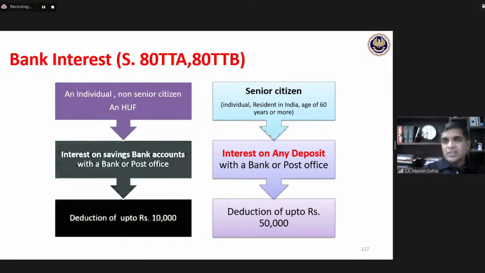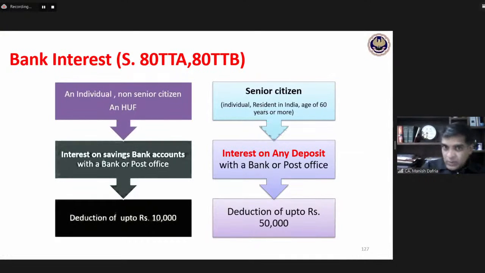So now the question is this, for me, an individual who is less than 60 years of age, whether the FD interest from a bank is eligible for deduction? No, because I am covered under 80TTA. I can claim only savings bank interest as a deduction. If I am covered in 80TTB, then I can claim interest on any deposit. I can claim even FD interest also as a deduction if I am covered in 80TTB. But for getting covered in 80TTB, I should be a senior citizen.